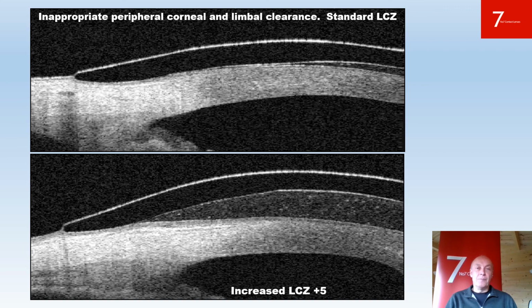The OCT image at the top has touch over virtually the whole of the limbal area. By changing that angle and increasing it by 5 degrees, it lifts it away from that limbus and ensures that the area stays healthy.